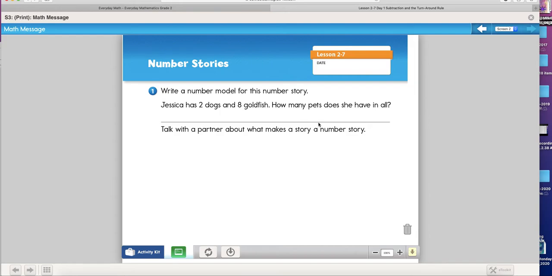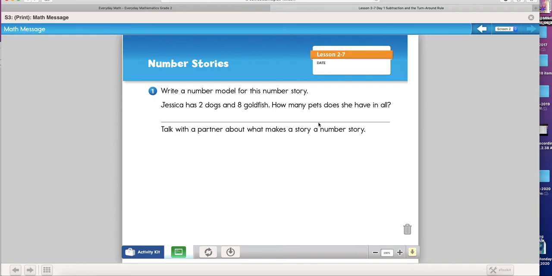Is there another way that I could have figured out how many she has in all? Jamie? I can do 8 plus 2 equals 10. I could use the turnaround rule. 2 plus 8 equals 10 would be exactly the same as 8 plus 2 equals 10. I can turn the addends, or the 2 numbers that we add together, around and still get the same kind of answer. Okay? Let's try another one.